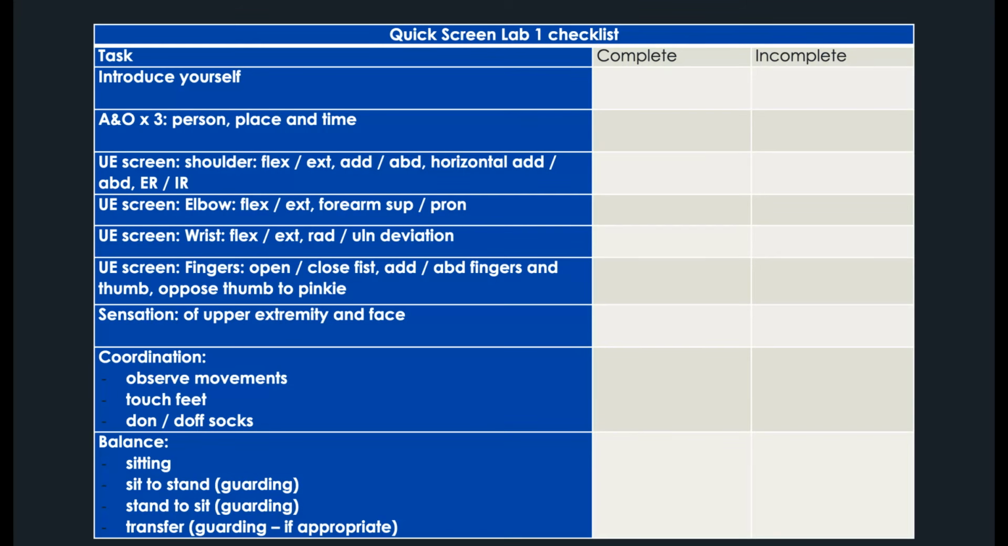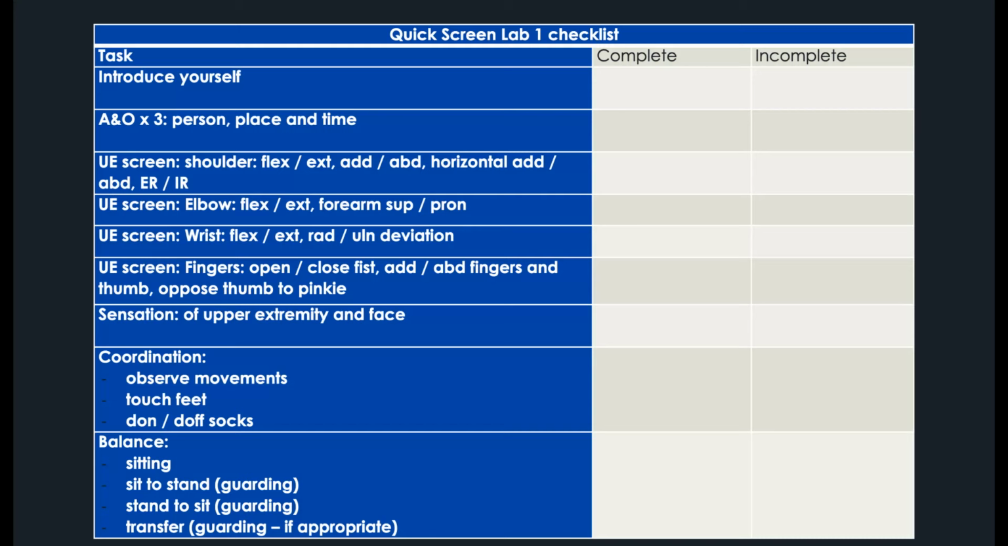This is a quick screen lab checklist. So labs, you're going to have 3 competencies throughout the semester, which we probably already talked about. And during this, it's just going to be a pass-fail. We're not going to be grading them on a rubric necessarily, but you're going to have to complete all of the components in each lab in order to pass the assessment, or in order to pass the competencies. So this is what you're going to be tested on.